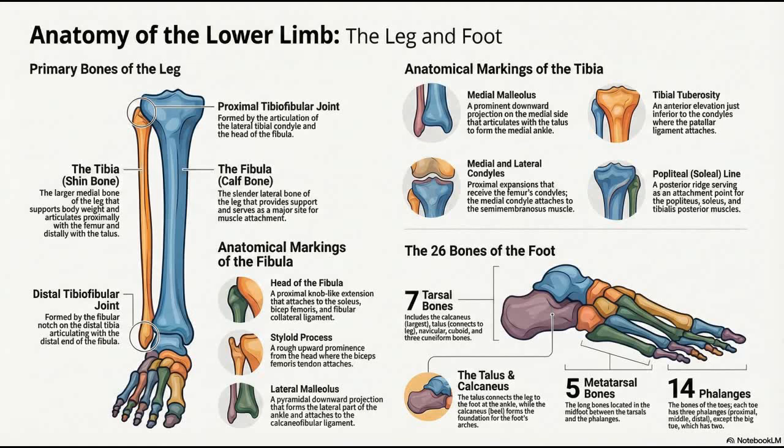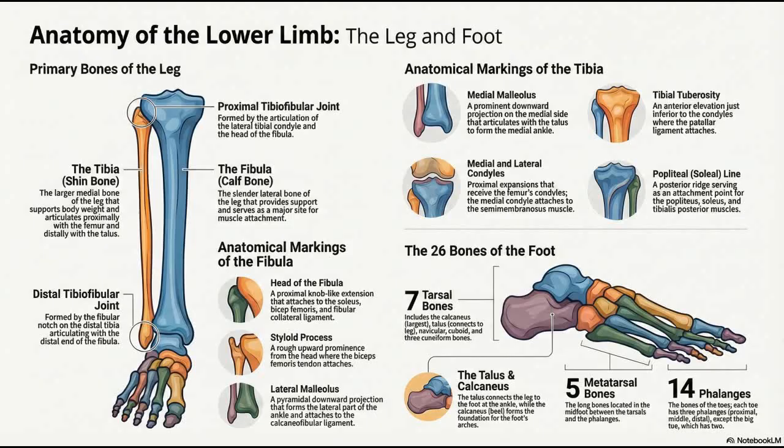Okay, that makes sense. But toes 2 through 5 have 3. Proximal, middle, and distal. That is why your big toe has 1 hinge, but your other toes can curl in 2 places. It's the rule of 3 with 1 exception. Exactly. And while they seem small and insignificant, they are vital for balance. They press into the ground to fine-tune your stability when you shift your weight.